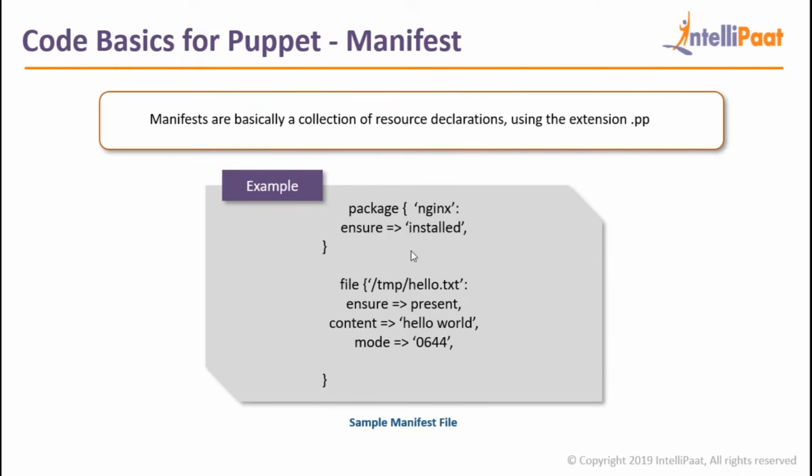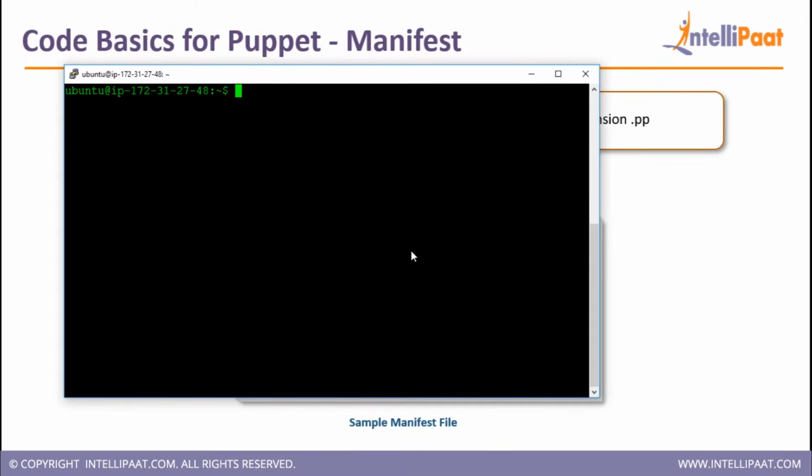All right, with this guys, let's go ahead and start by creating our first manifest in Puppet, right? So let me jump onto my master. So guys, this is my master. Now the first thing that I want to do is create a manifest, so that if I want to install say Apache on my agent, how would I do that?